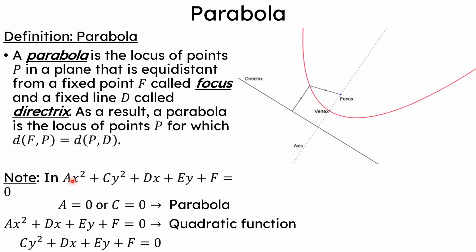Note that in the general form, ax squared plus cy squared plus dx plus ey plus f equals 0, this equation will represent a parabola if either a is equal to 0, like this, or c is equal to 0, like this. If c is equal to 0, then the equation form is actually representing a quadratic function. Otherwise, it just represents the usual parabola. But we're not going to focus on it being a quadratic function. We're going to focus on the parabola itself.